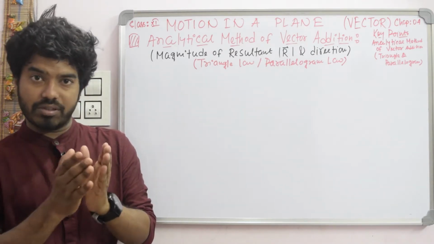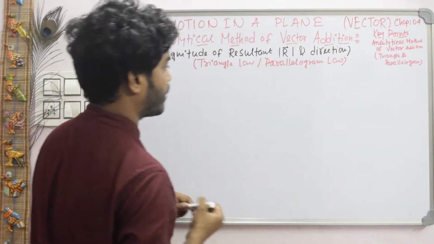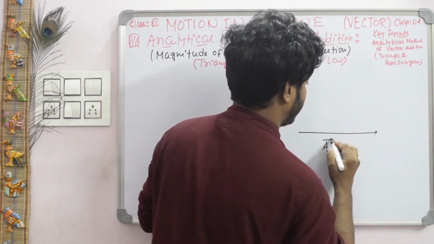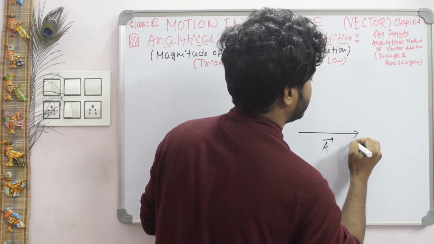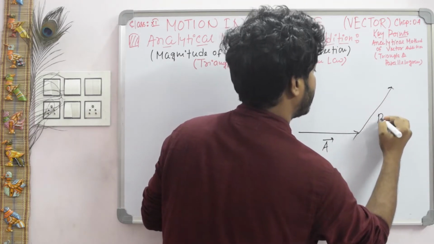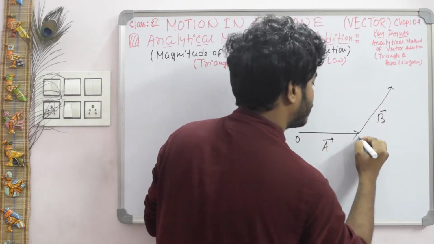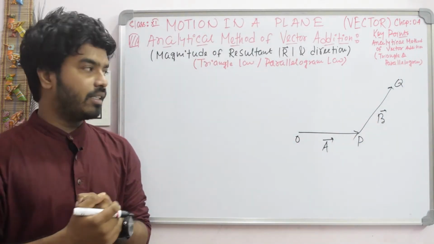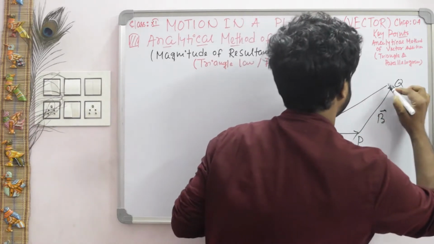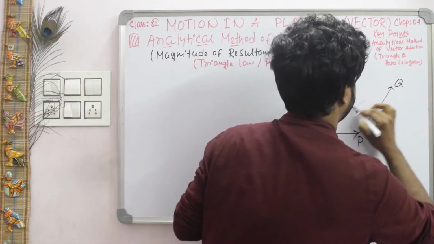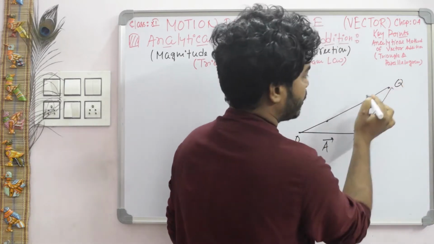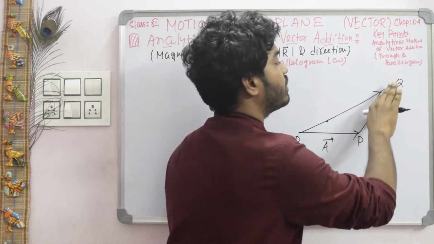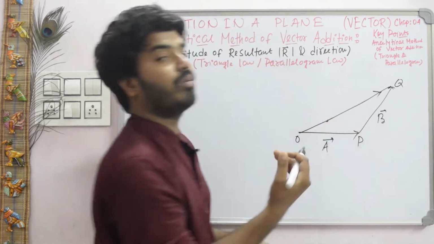First of all you have to know what the triangle law is. I just explained what the triangle law is. Suppose this is vector A and this is vector B, and vector A and vector B represent two sides of a triangle. Then what will be the resultant? This OQ will be the resultant, and the resultant direction will be outward, in the opposite sense. This is the same order, so the resultant direction will be in the opposite order.